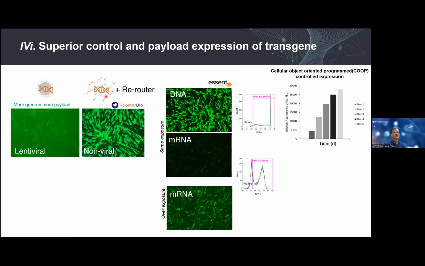Now, here is what it looks like using what we have. If you use viruses to modify the stem cells, this is mesenchymal stem cells, these are the same stem cells from rooster. You can see, yes, a lot of cells get modified, but the payload is low. You have to really crank up the background to see it. And over here, using what we do, you can see very high payload.